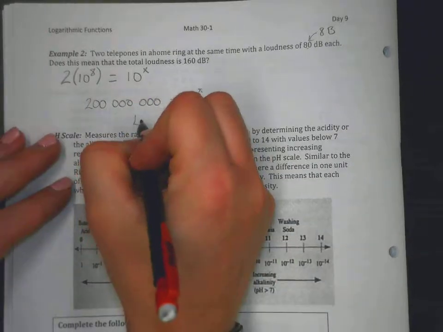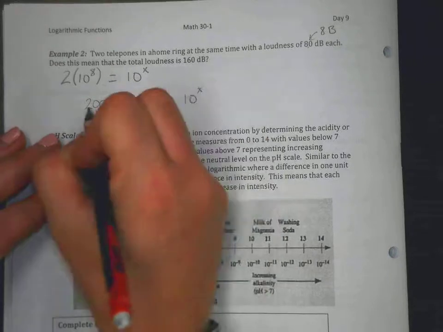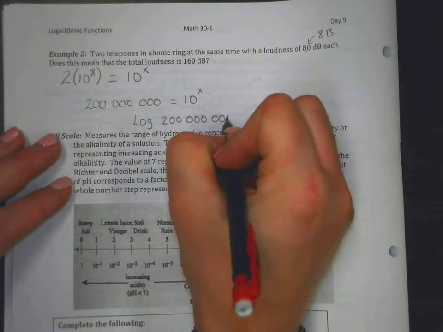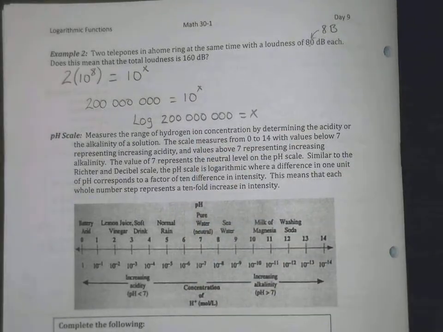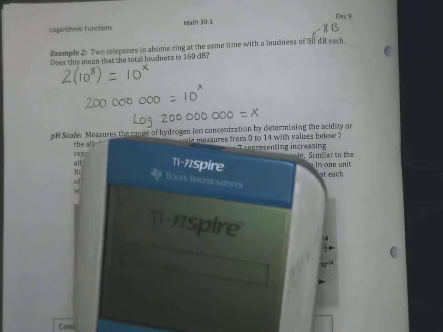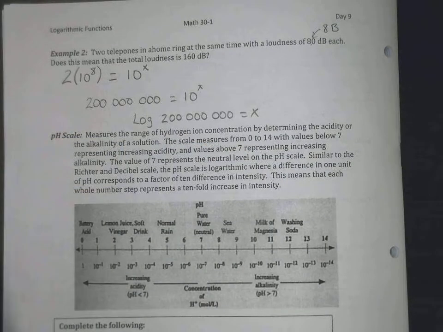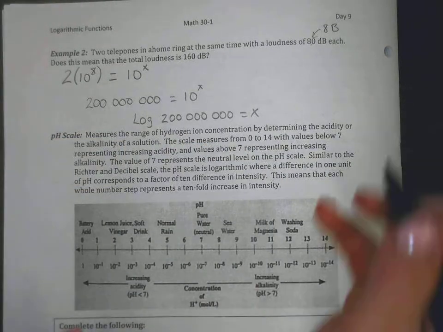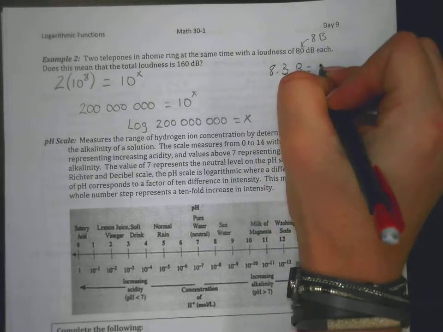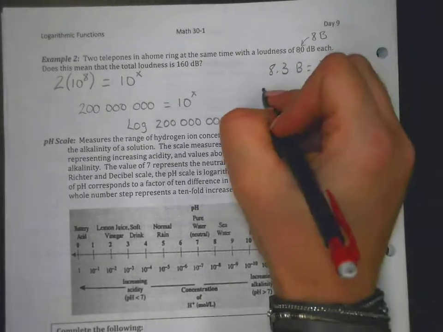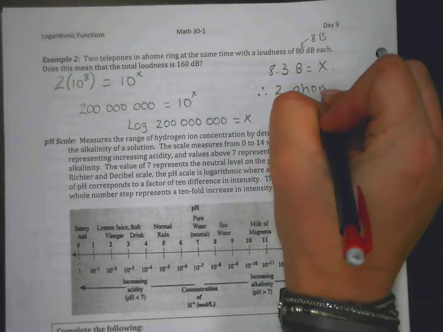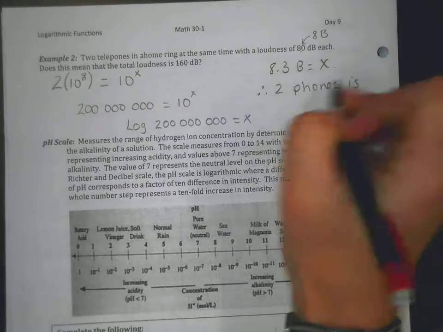So when I calculate that, log of 200,000 works out to be 8.3 bells. Therefore, 2 phones ringing together would have a loudness of 83 decibels, right? Because 8.3 bells, we multiply that by 10 to change it to decibels. Okay, all right, so that is an overview of loudness of sound.